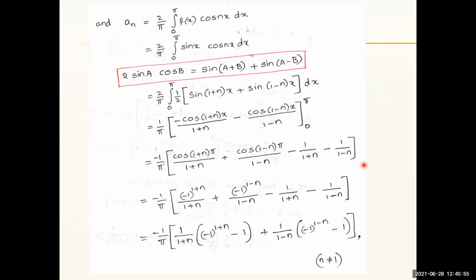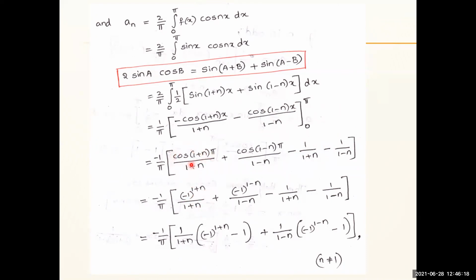Okay. Then you see, minus 1 by 1 plus n minus 1 by 1 minus n. Then you see here, I'm just trying to write these things together, the terms involving the same denominator. Here we have 1 plus n as a denominator, and here also we have 1 plus n as a denominator. When you write those two terms together, we'll have minus 1 to the power of 1 plus n by 1 plus n.